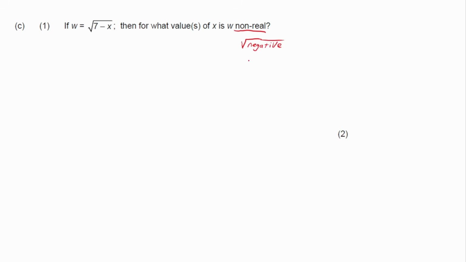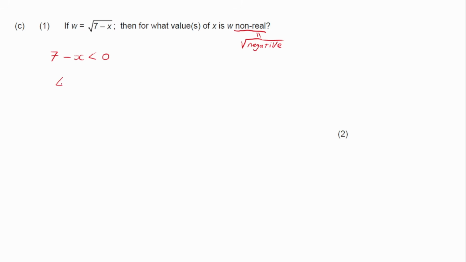We're taking the square root of a negative number. So that's what non-real means, square root of a negative. So for w to be non-real, we have to be taking the square root of a negative. So this 7 minus x has to be negative. In that case, w will be non-real, and we're solving for the values of x.